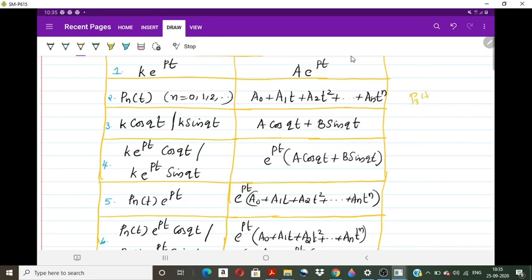Suppose p3 of t is of the form 3t cube minus 1. Here actually the t square and t terms are absent, but we have to take y of t as a3 t cube plus a2 t square plus a1 t plus a naught, and we have to determine the four coefficients a3, a2, a1 and a naught by finding y dash and y double dash and then substituting all these in the given non-homogeneous equation 1. So in this way we have to take the functions for yp.